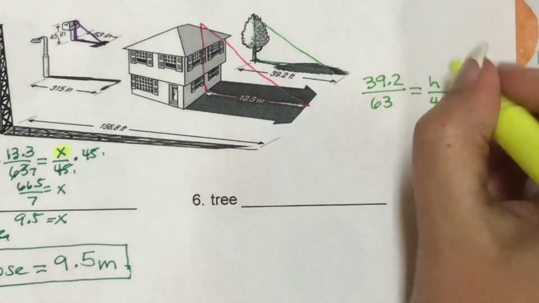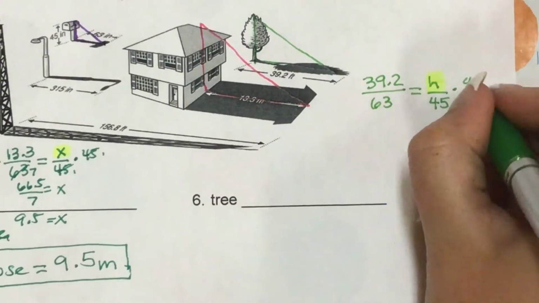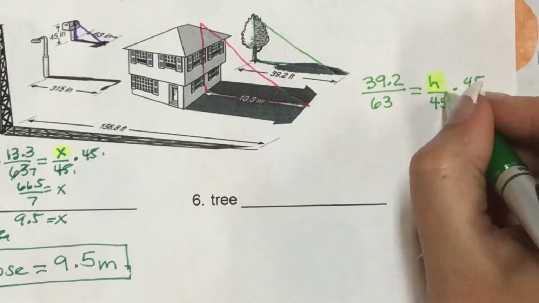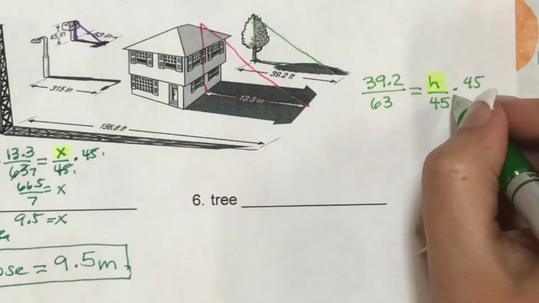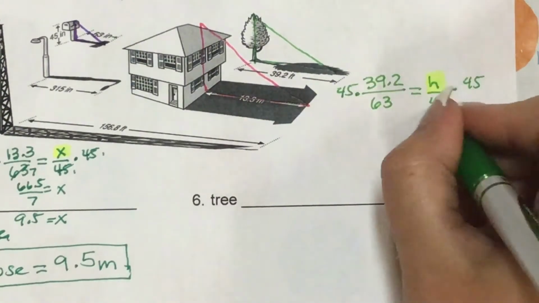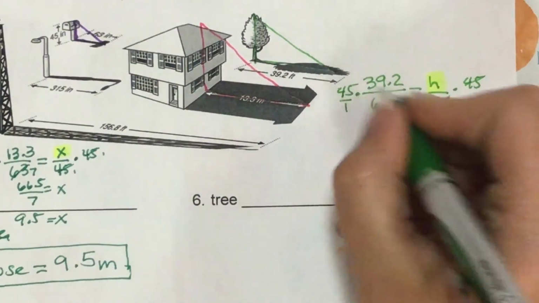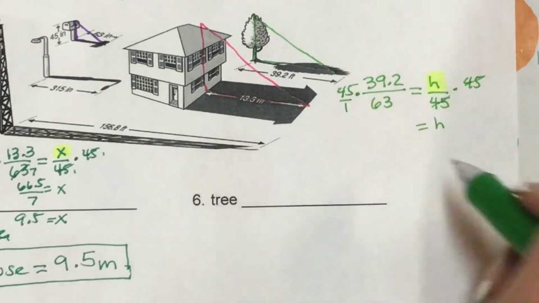So I'm going to get h by itself. To do that, I have to multiply both sides by 45 because we're dividing by 45. So the inverse operation of division is multiplication. These 45s are going to cancel. I'm left with h. Now I'm multiplying fractions, so I want to look to cross cancel first.